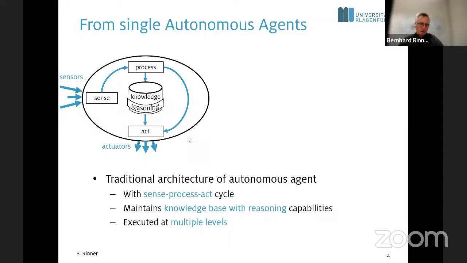When you look at autonomous agents, the operation of an autonomous agent is typically modeled in this sense, process, act cycle. Sensor data is sensed from the environment, analyzed, and processed, some knowledge is maintained in a database, reasoning takes place, and then the appropriate actions are issued. We see this maintaining and building of knowledge, and typically this cycle is executed at multiple levels depending on the complexity of the tasks.